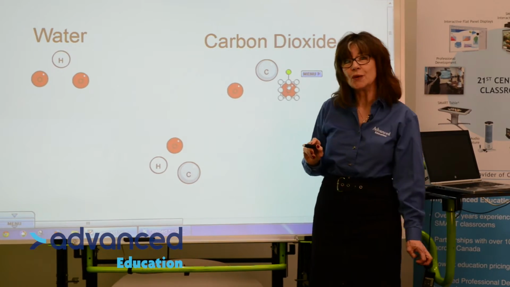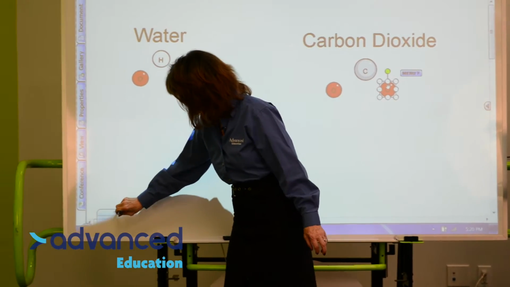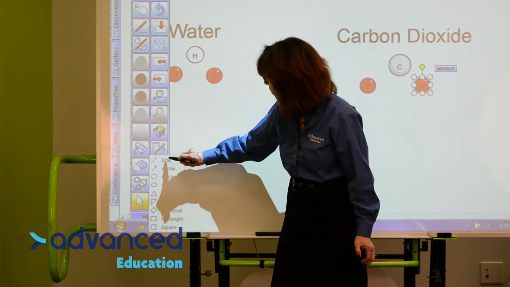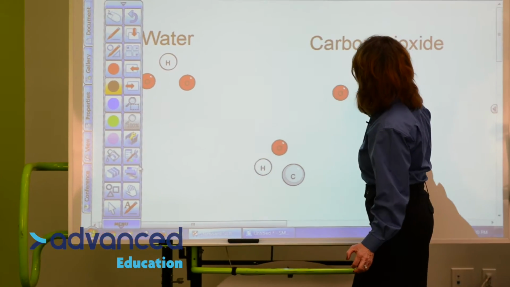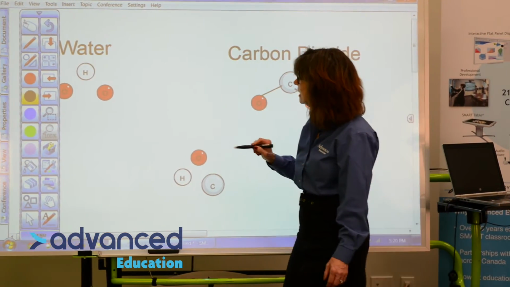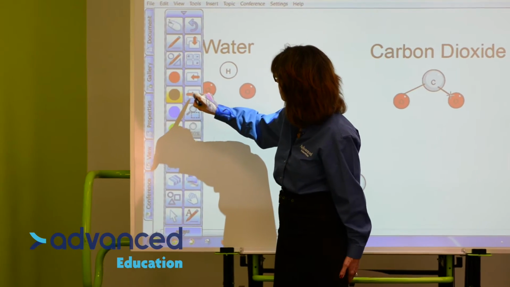And if I want to, I can add lines to connect those. So from my menu, I could go to the shapes, and the top one is a line. So I can connect those together for carbon dioxide. Let's look at another example. I'll go to the next page.